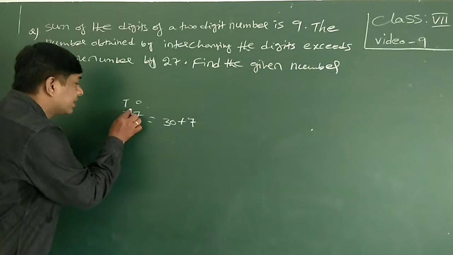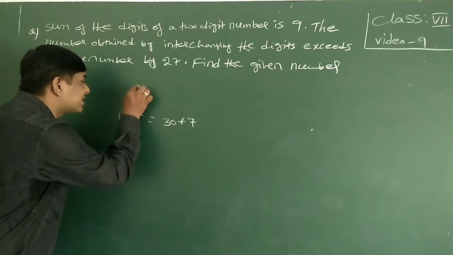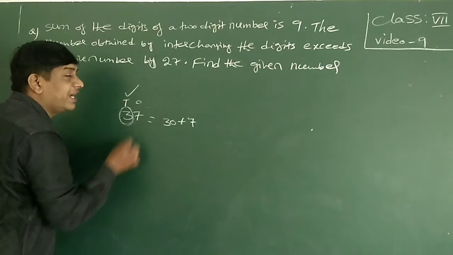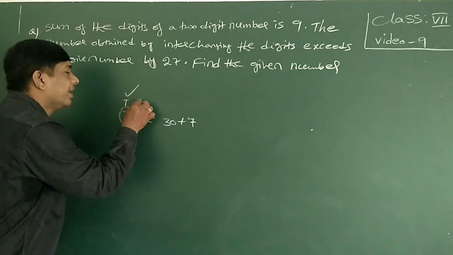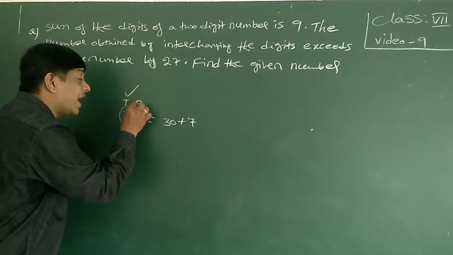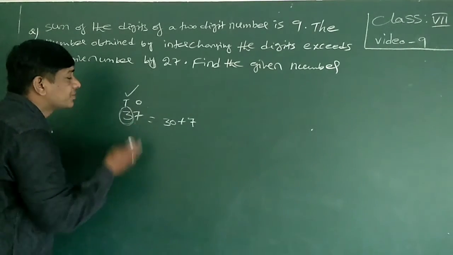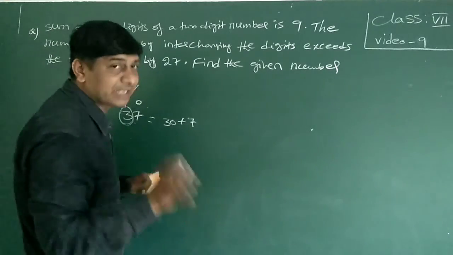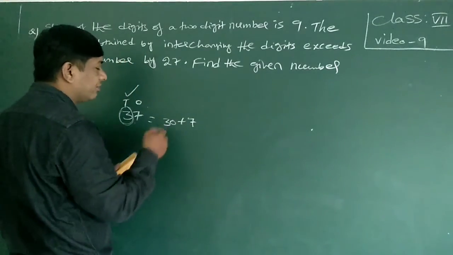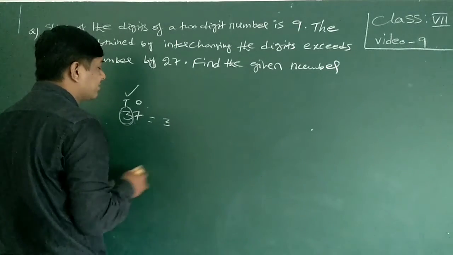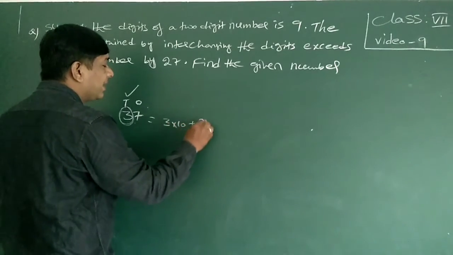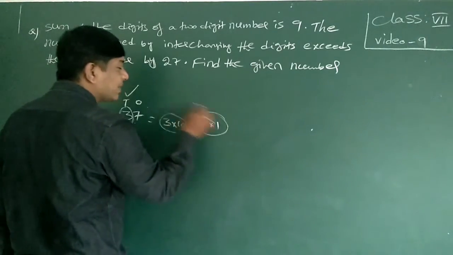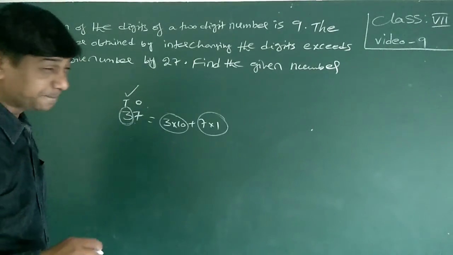Since the place of the 3 is tens place, this 3 is multiplied by 10. 3 into 10, 30. And the place of 7 is ones or units place, so 7 is multiplied by 1. 7 into 1, 7. 30 plus 7. That is the reason. Actually, before writing this 30 plus 7, we need to write 3 into 10 plus 7 into 1. Because it is in tens place, we multiply with 10, and because it is in ones place, we multiply with 1.